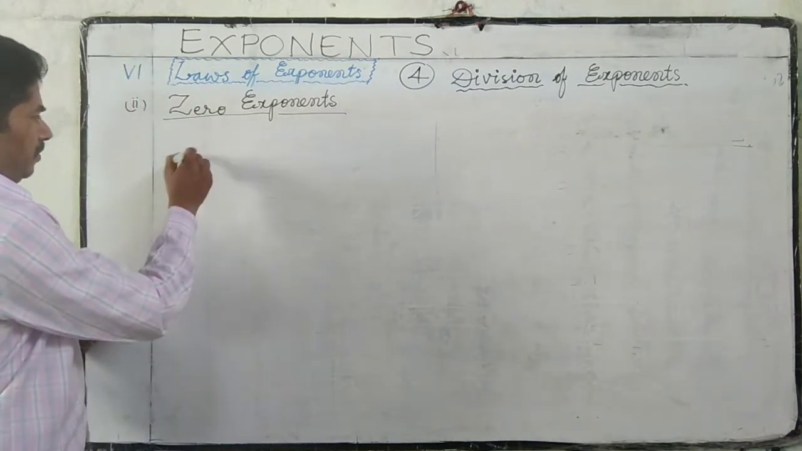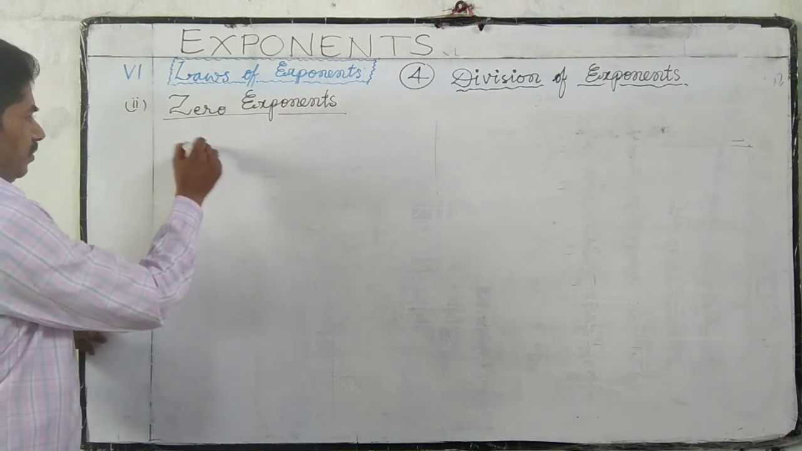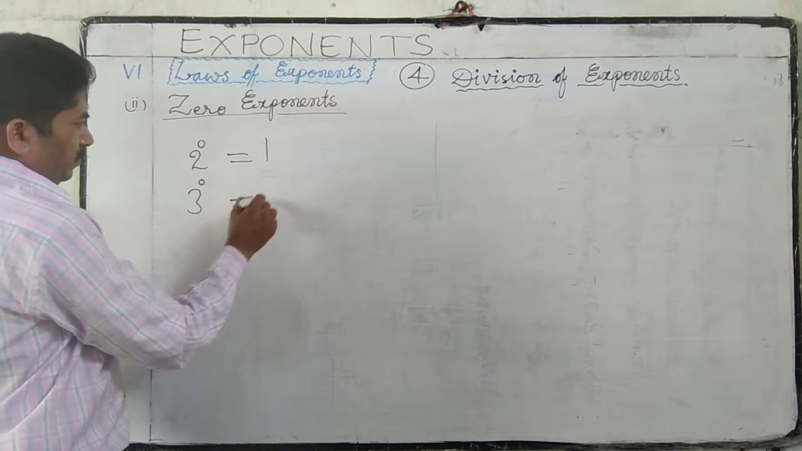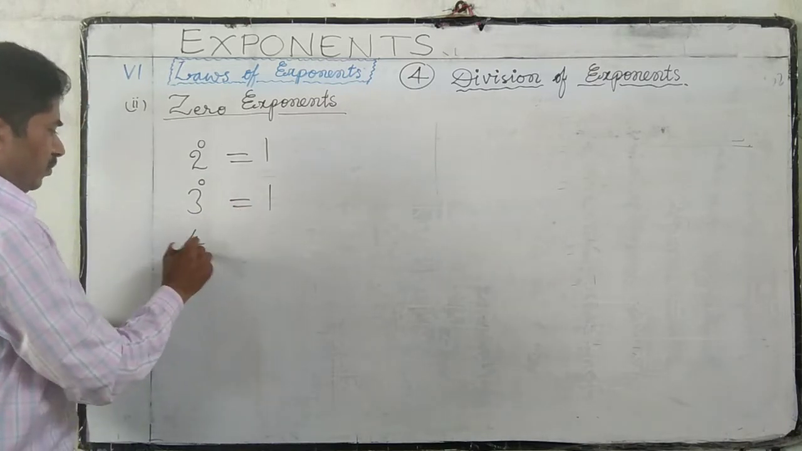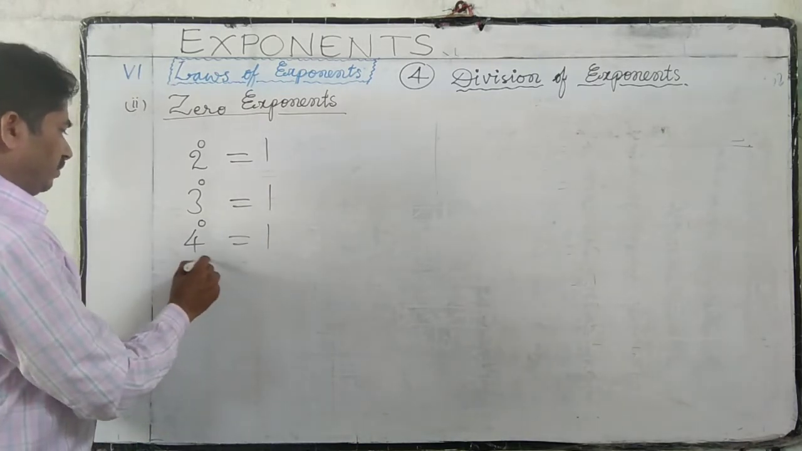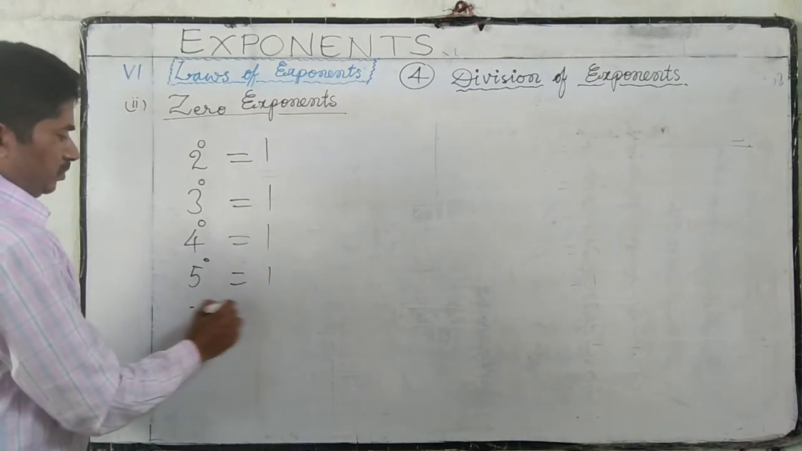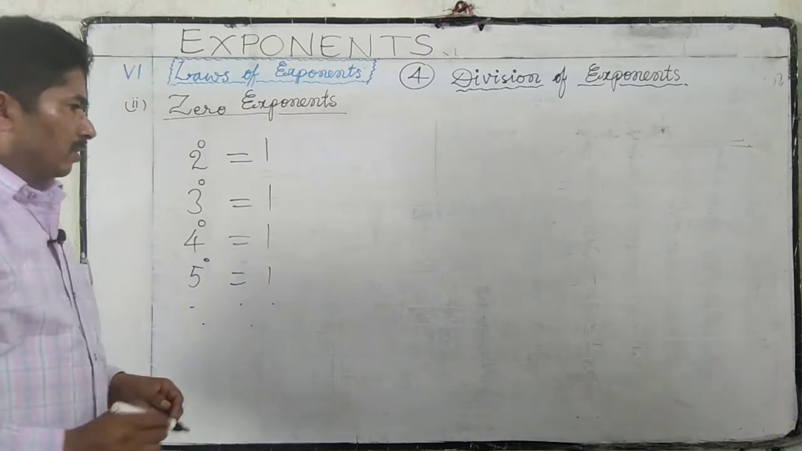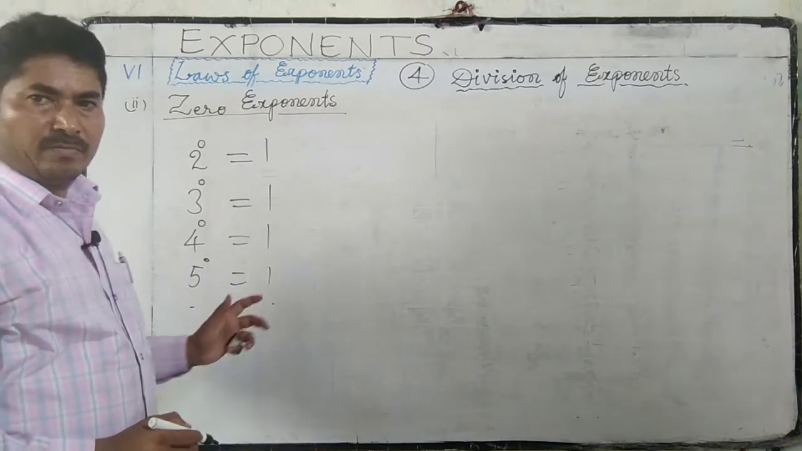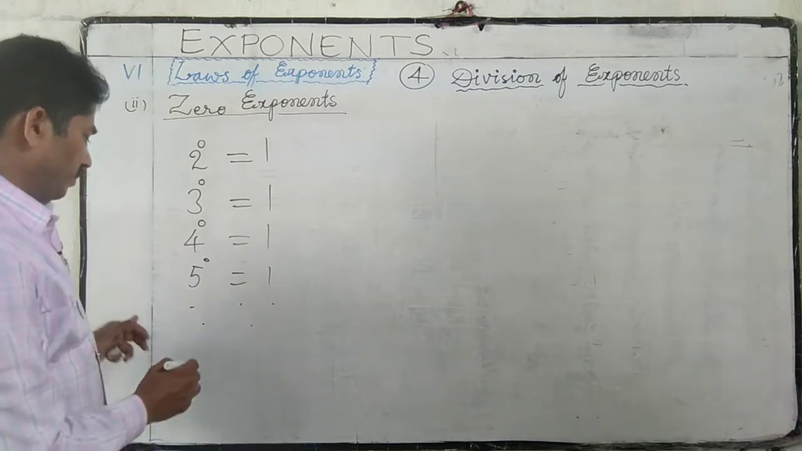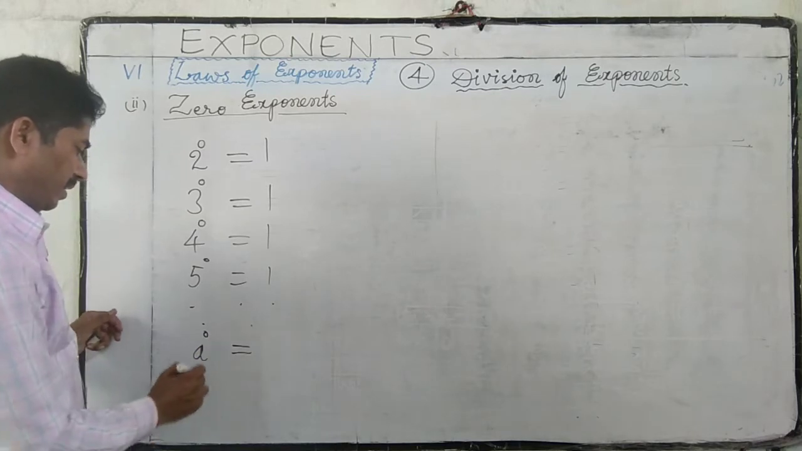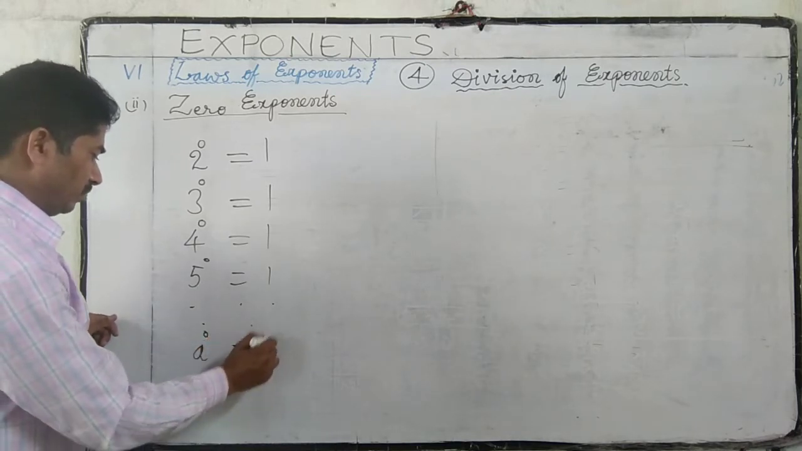We already got this: 2 to the power of 0 is 1, 3 to the power of 0 also gives 1, 4 to the power of 0 we can write 1, 5 to the power of 0 also 1. So like this, if there is a zero exponent, we can write 1. So for any number a, a to the power of 0 is equal to 1.